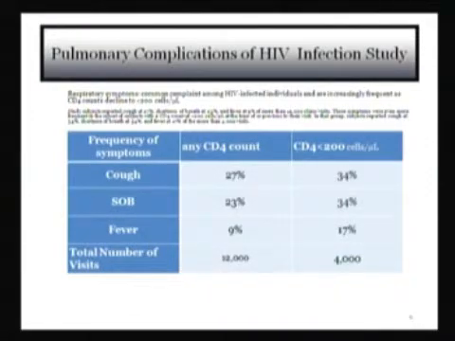One observation was that respiratory symptoms are common among HIV-infected individuals, and they increase in frequency with a drop in the CD4 count below 200. This table represents that, where you see a comparison between the frequency of symptoms in people who are HIV infected with any CD4 count, versus people whose CD4 count is below 200. For example, cough is a pretty common finding. 27% of people followed in the study had that as a symptom, and you see that this increases to 34% when the CD4 count drops below 200.